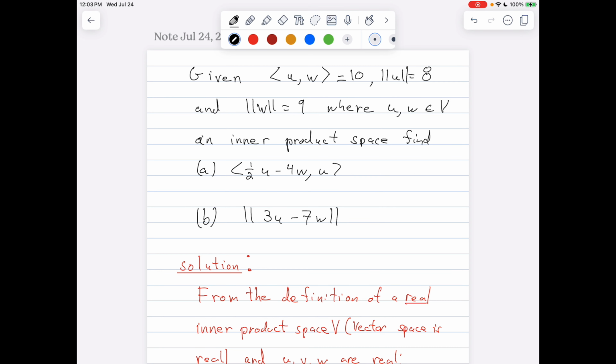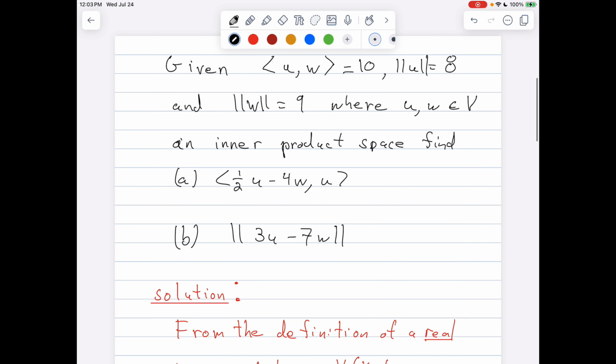Everyone. So today we're looking at a linear algebra problem involving inner product spaces. We're given the inner product of u and w equal to 10, the magnitude of u equal to 8, the magnitude of w equal to 9, where u and w are in a vector space V, and it's an inner product space. I'm going to try to find these two quantities, A and B.